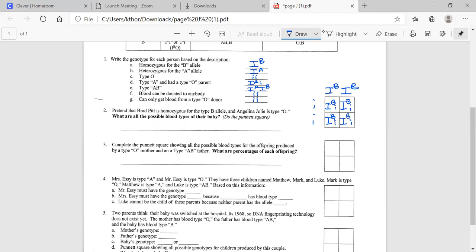Their children are going to be heterozygous O. What are the possible blood types of their baby, or excuse me, heterozygous B? So you don't have to say heterozygous B, but the blood type is going to be type B.